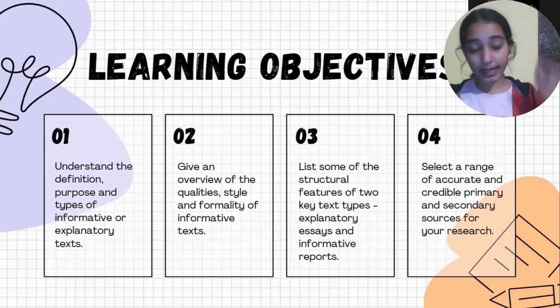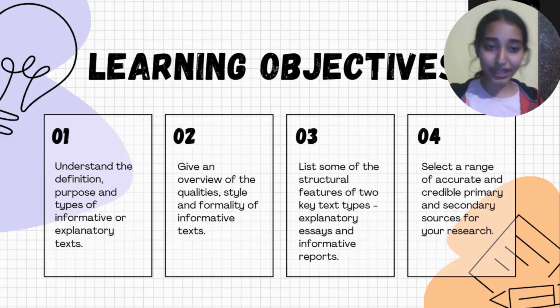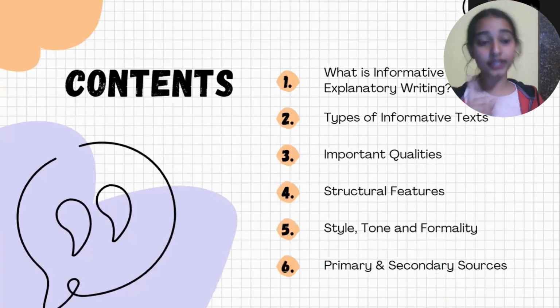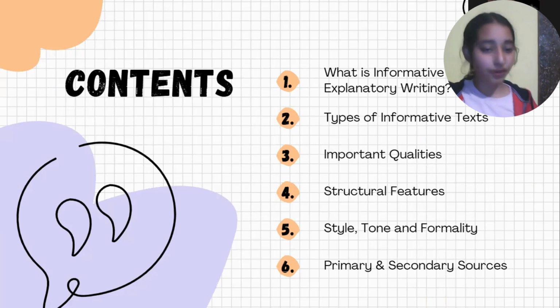You'll be able to select a range of accurate and credible primary and secondary resources for your first and foremost step, which is research, because without research, there is no content done properly. And impromptu is a different thing.